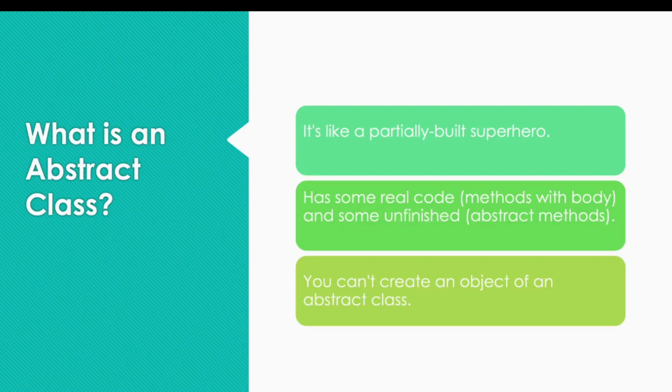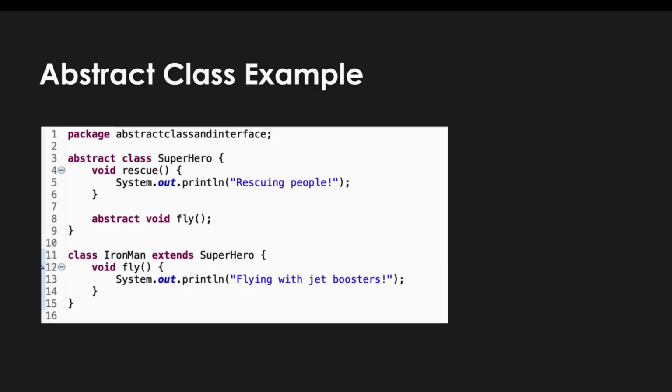So let's move ahead. Let's talk first about the abstract class. An abstract class in Java is like a partially built superhero. It contains some complete code and some abstract methods that need to be filled in by the subclasses, which will be extending its functionality. Okay, you cannot create an object directly from an abstract class. It's like a base class that shares code across multiple related classes. Okay, so let's check out this example.